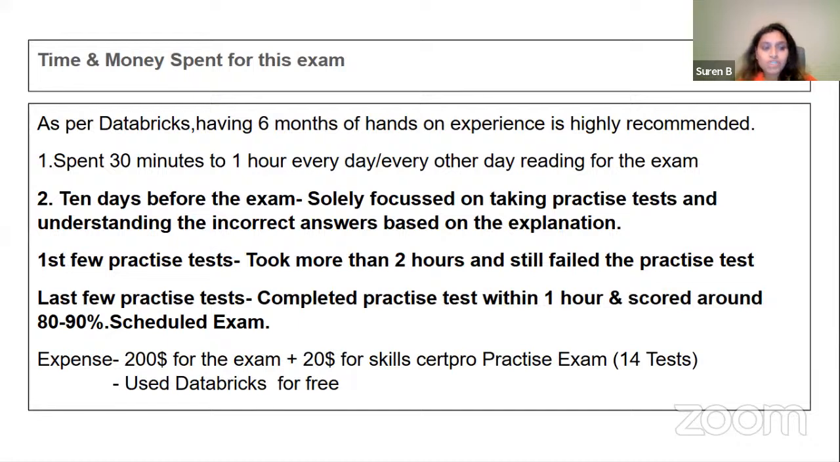In the first few days of the practice tests, for one test where I had 90 minutes, I really took more than an hour or two. So I was slow in taking the test, and I still failed the test. And then I repeated it every day. I took one test every day. For the last few practice tests, I completed the test within 1 hour, and I scored around 80 to 90%. That is when I thought I'm ready to schedule the examination.